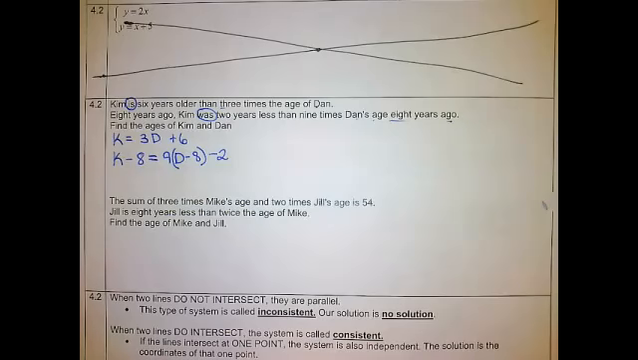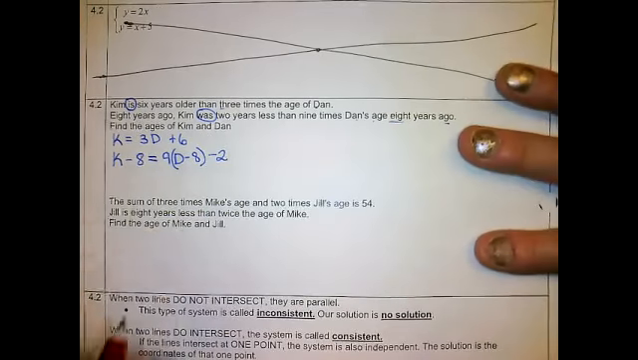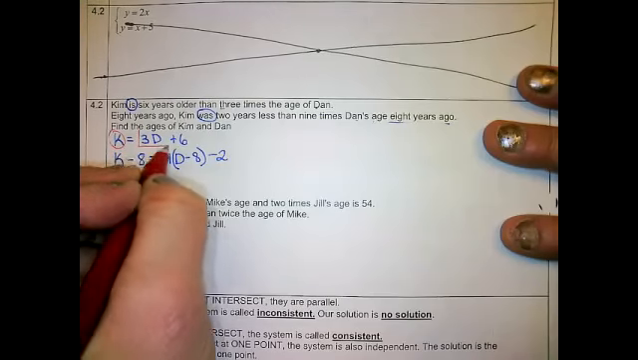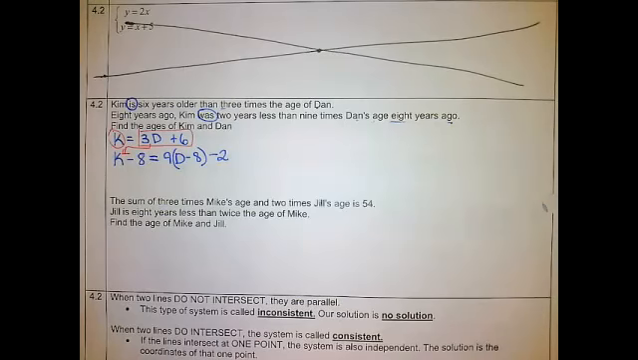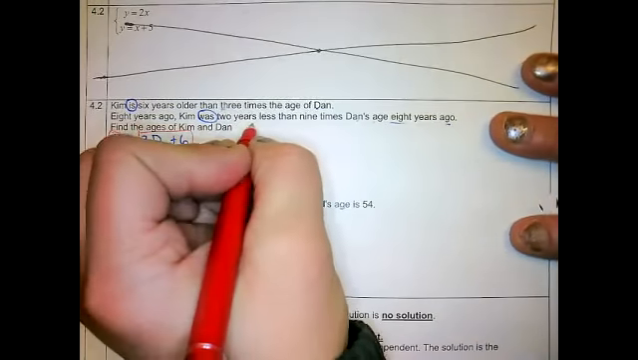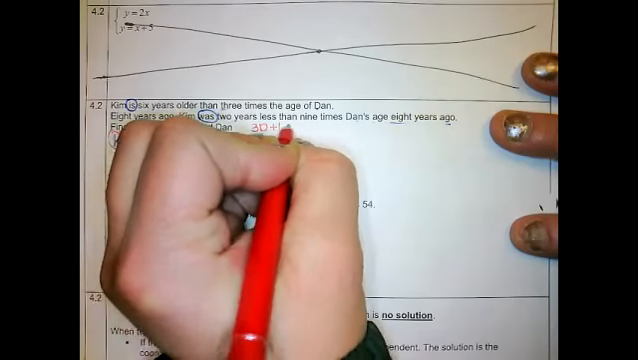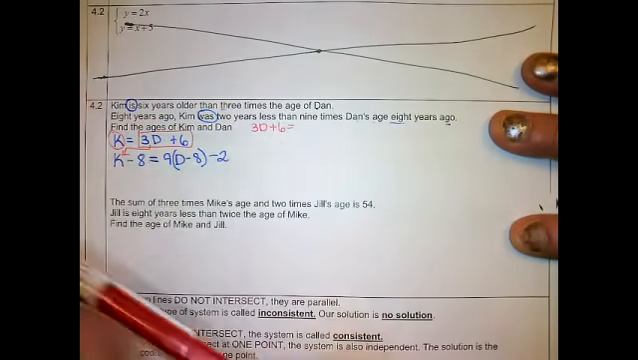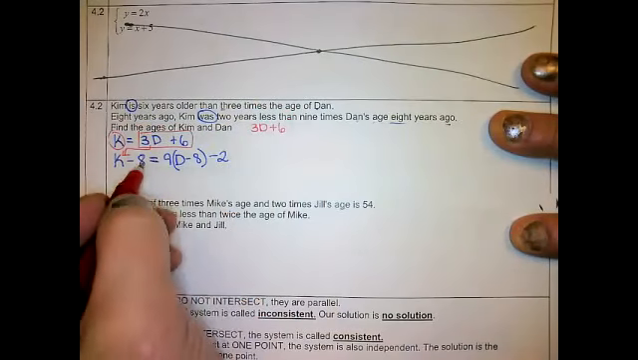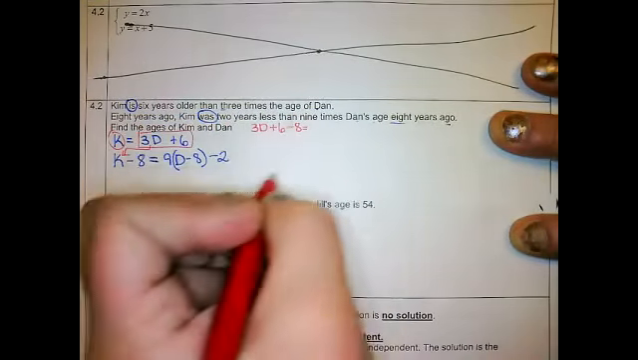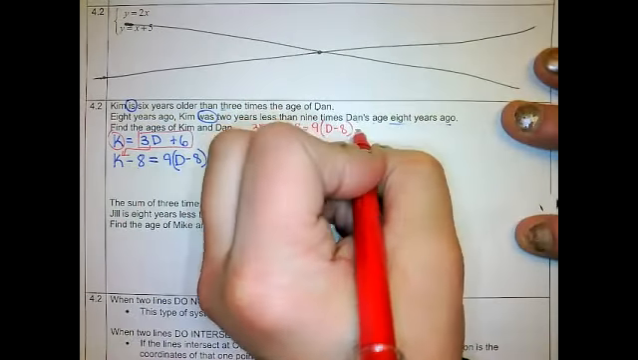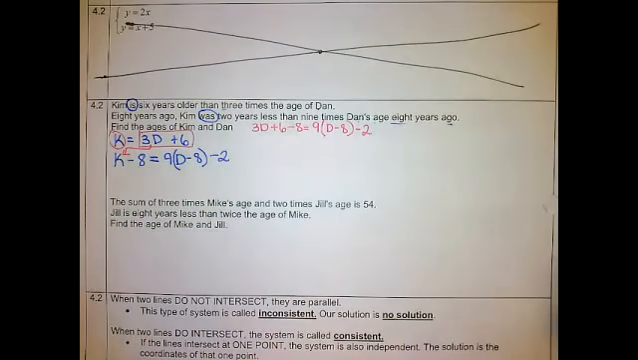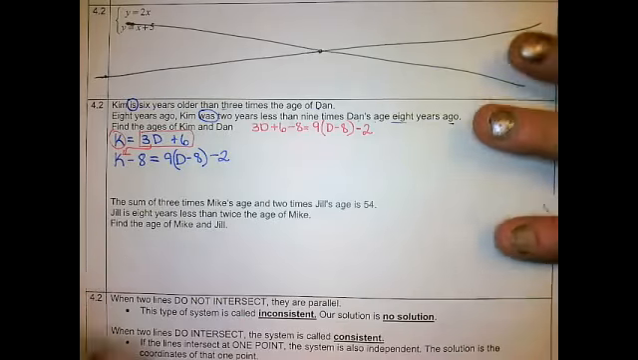So that's 9 times however old Dan was 8 years ago. So now I need to find the ages of both Kim and Dan. So I know my K equals 3D plus 6. So anywhere I see a K in my other equation, I'm just plugging 3D plus 6 in. So that's going to give me 3D plus 6, minus 8, see, I forgot that, minus 8 there, equals 9 times D minus 8, minus 2. Sorry about that. Let's continue.